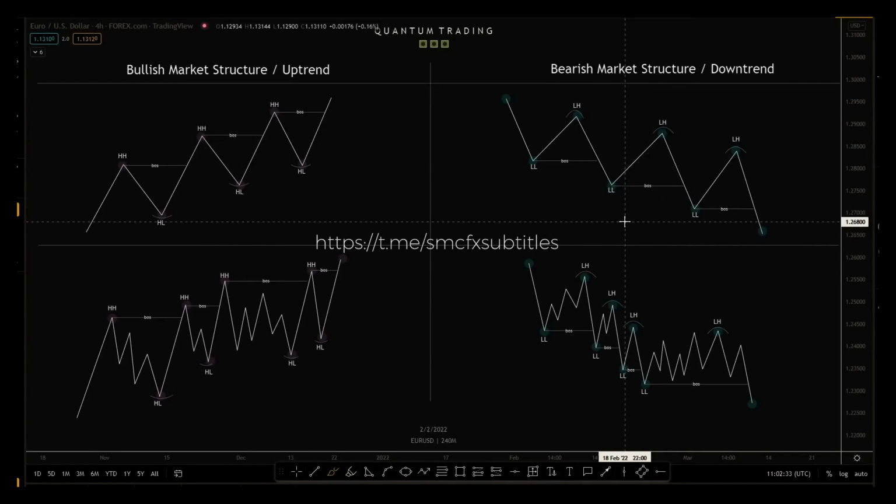So now what I'm going to do is head over to another chart just to show you what happens if we are in some sort of range or consolidation market.